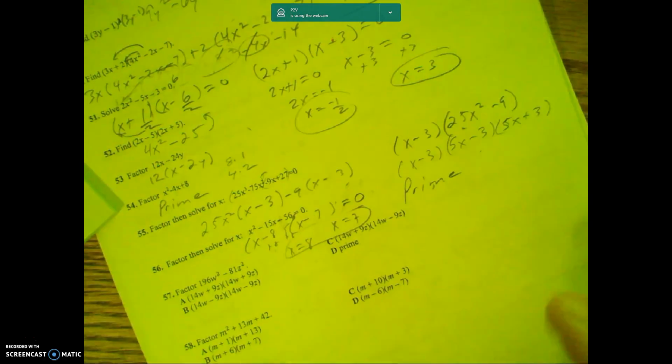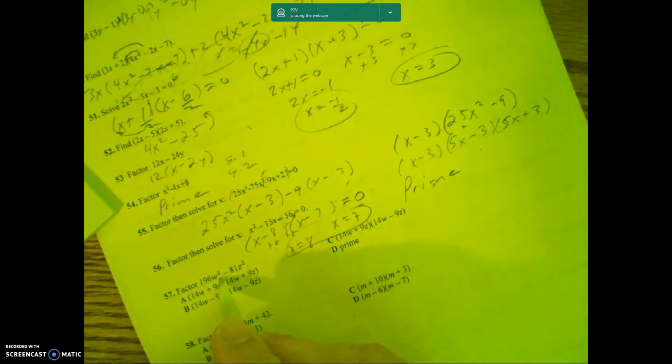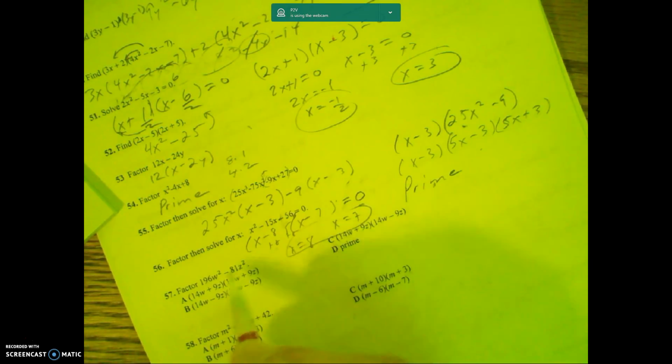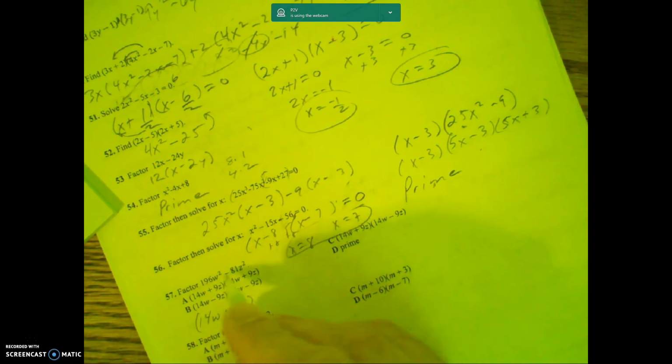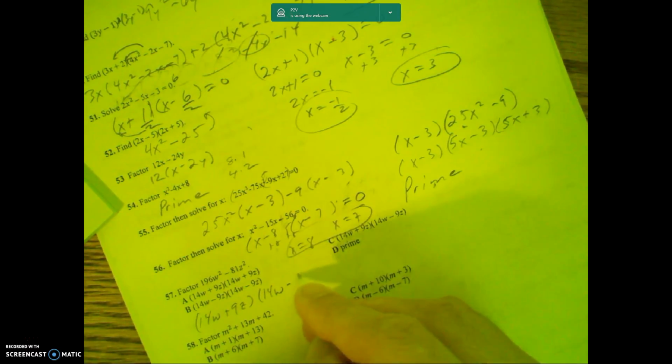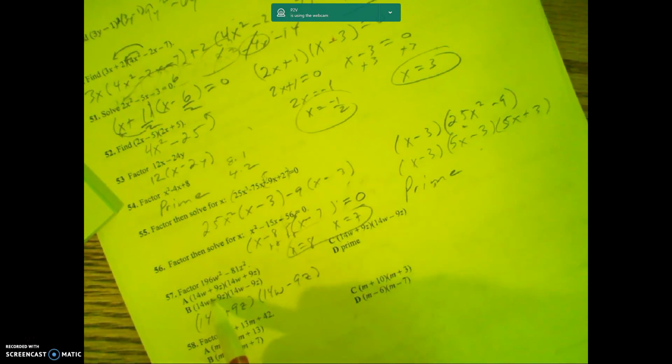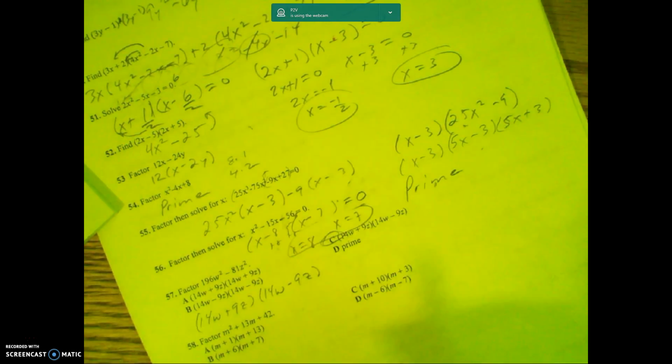Alright, a couple minutes to finish up the last two. 196w squared minus 81z squared. 196 is a perfect square, so is w squared, so is 81, so is z squared. This is a difference of two perfect squares. The square root of 196 is 14. Square root of w squared is w. And then plus 9z. And remember, there is no middle term here, so that means the minus is our other one. So 14w plus 9z, plus minus plus, C is our answer there.